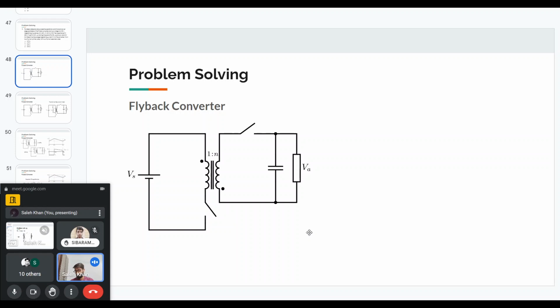So Venkatesh, if you can ask your question in English, because I cannot. Okay, flyback.